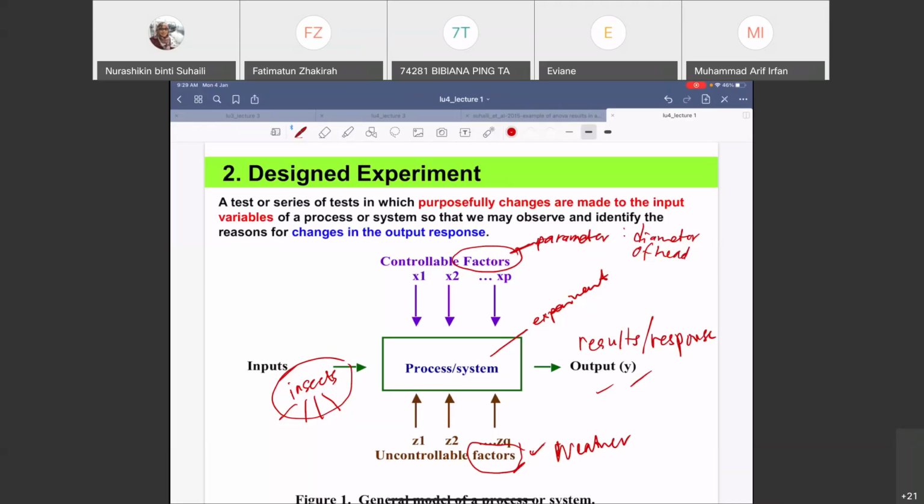So basically, when you design an experiment, these are the things that you should identify: inputs, outputs, factors that you can control, and factors that you cannot control. For example, factors that you can control are, for instance, the selection of places for your sampling. What else?